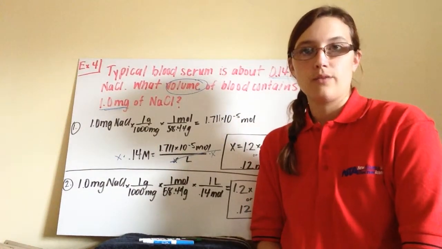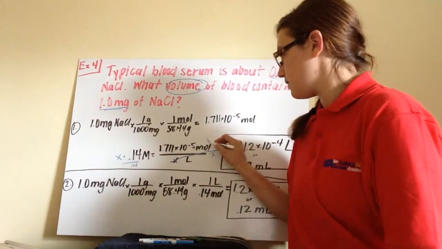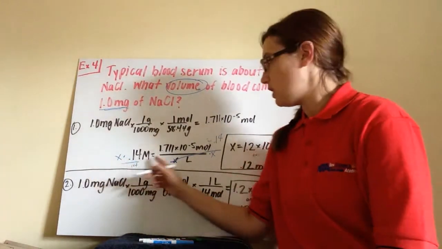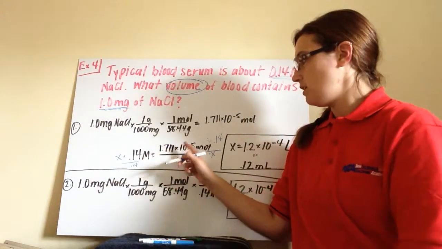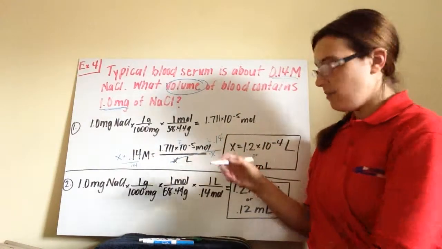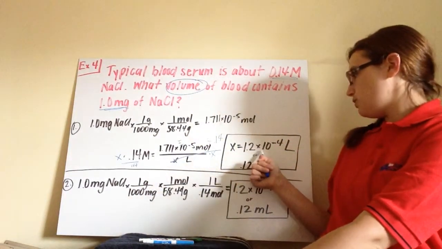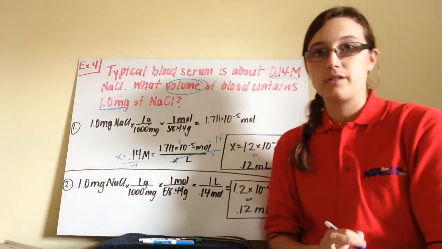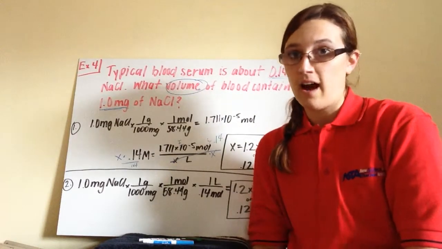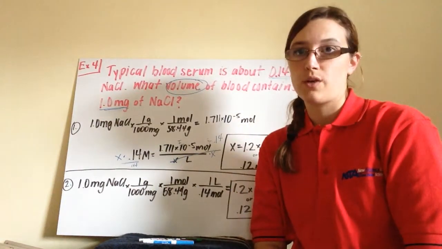How do I get x by itself now? Divide by 0.14. So notice I have x on the left by itself equals 1.711 e negative 5 in your calculator divided by 0.14. When you solve this, you get 1.2 times 10 to the negative 4th liters. Plug that into your calculator right now. Make sure you get that value. If not, rewind, go through how to solve this, and make sure that you can solve that correctly.